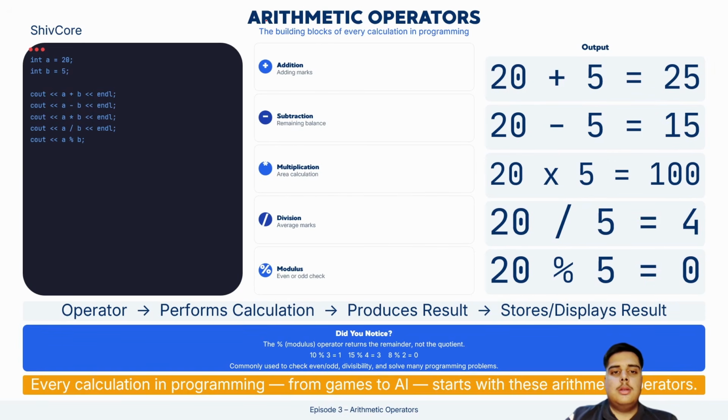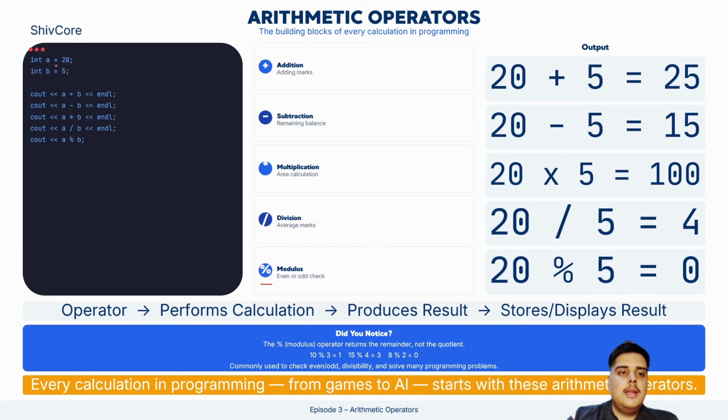Arithmetic operators, very valuable, very important operators in C++. Plus is used for addition, minus is used for subtraction, asterisk is used for multiplication, division is used for average marks, and modulus is used for even or odd check. You have to remember it is modulus. It works other than that also, but usually it is used that way.